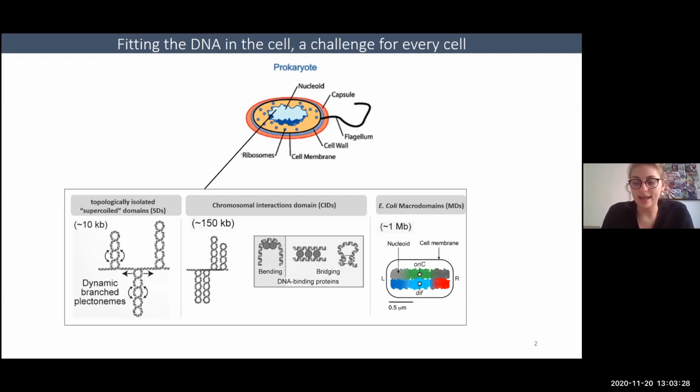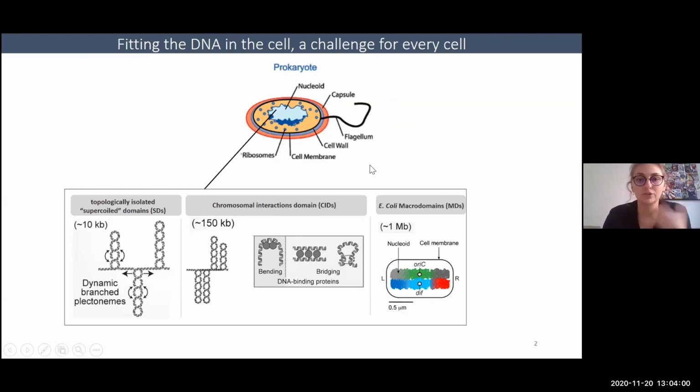the cell. And in prokaryotes, such as E. coli, which is the model that I use during my PhD, this compaction is mediated by supercoiling, DNA binding, and molecular crowding. The associated proteins with the DNA form a macromolecular complex, and the space occupied by this macromolecular complex is called the nucleoid. So you have local structuring like plectonemes or chromosomal interaction domains, or CIDs.